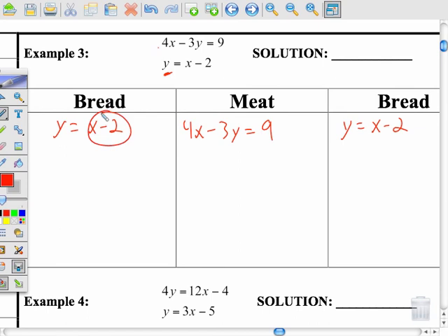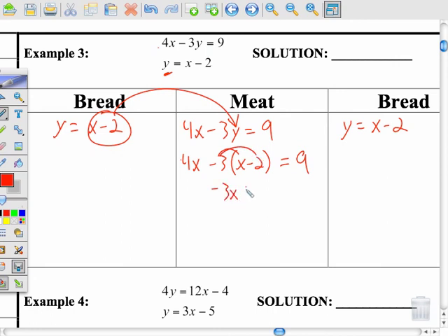Now the next step, again, take this. Y equals that. So if y equals x minus 2, we can take x minus 2 and plug that in for y. On the last problem, we had x equals, so we plugged it in for x. On this one, we have y equals. So let's do that. We have 4x minus 3 times our y value, x minus 2, so we're going to put that in parentheses, x minus 2. And that equals 9.